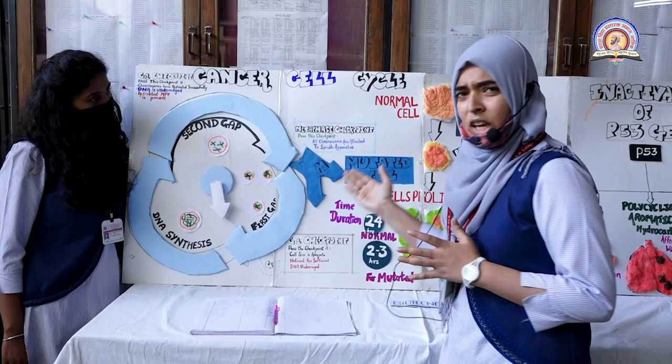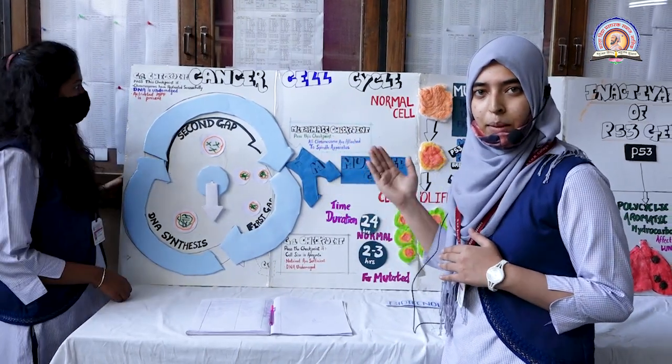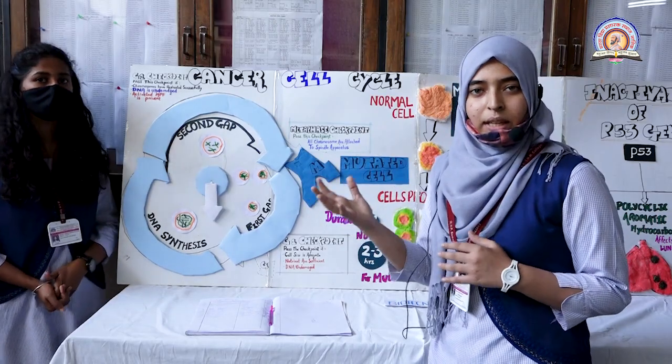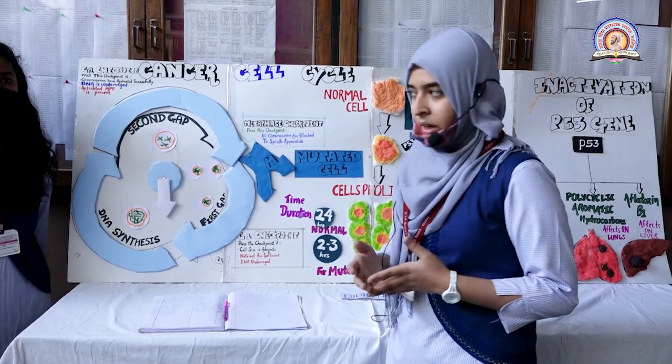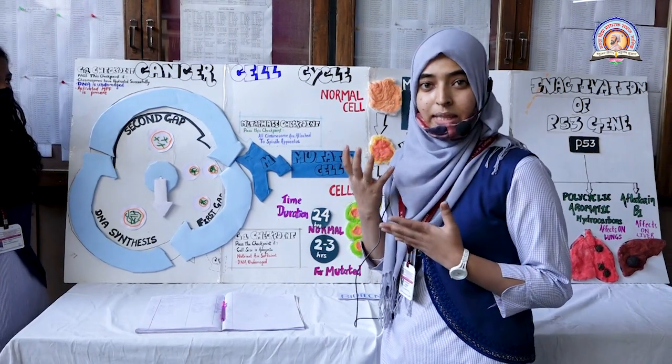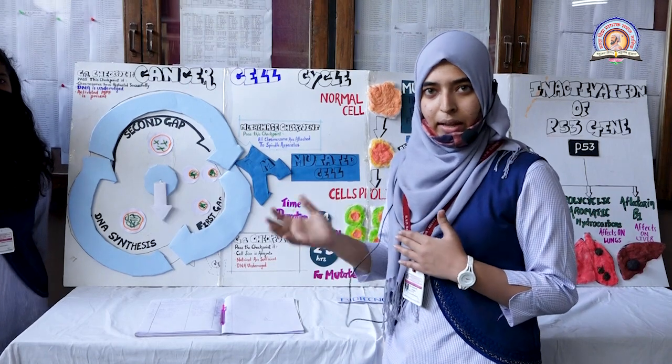And there are main checkpoints for this: G1 checkpoint, G2 checkpoint, and M checkpoint. It checks whether the DNA has been damaged. It checks whether the cell lacks nutrients, and if the cells are mutated, they skip such checkpoints and further lead to cancer cell development.